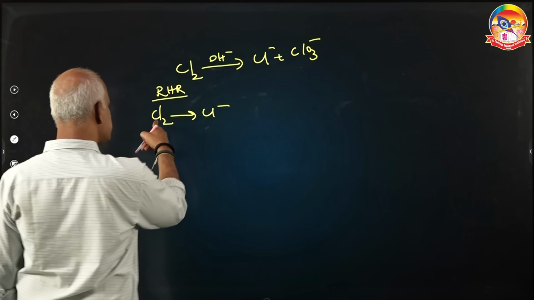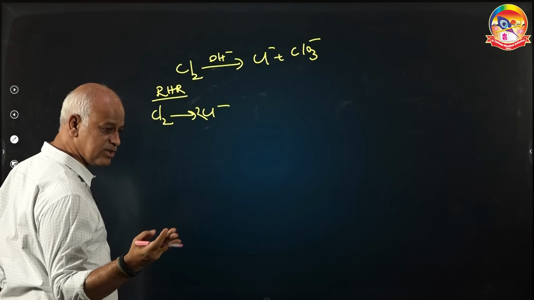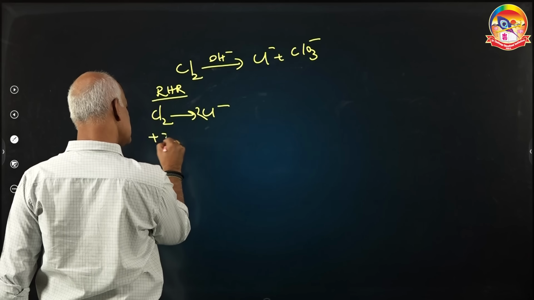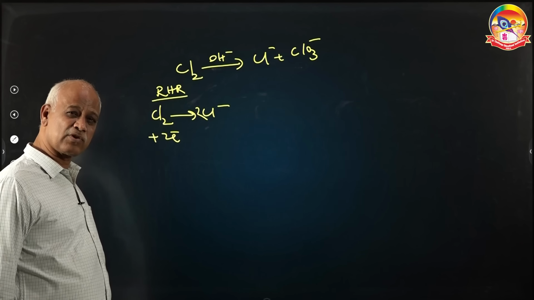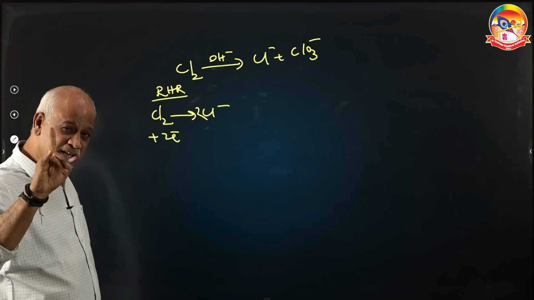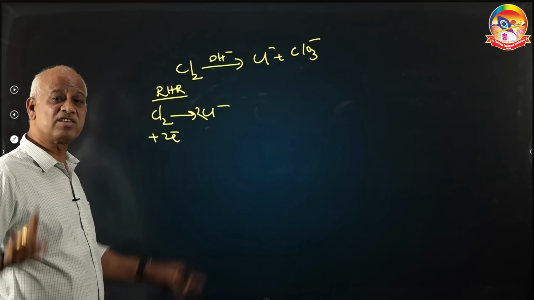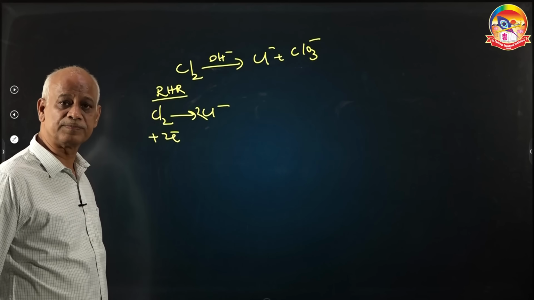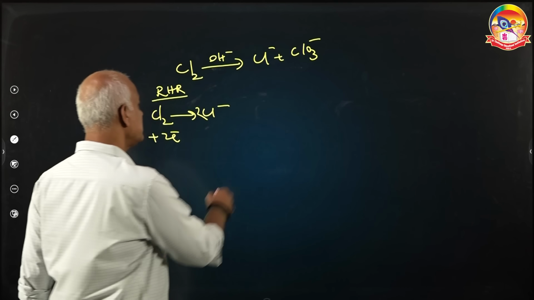And then while balancing chlorine, 2Cl minus. Luckily, no oxygens, no hydrogens, only electrons, so 2 electrons. If anybody is asking what is the N factor of chlorine in this reaction, when it is acting as an oxidizing agent, this is a reduction, you should say the answer as 2. But the question is very much important to be understood.